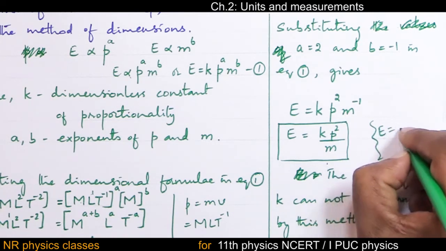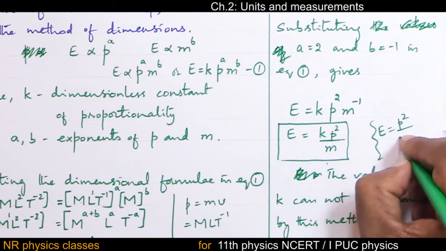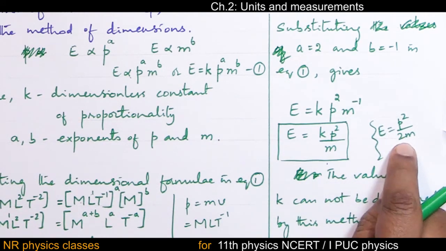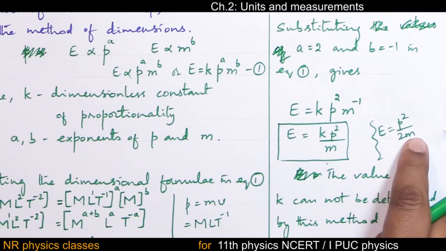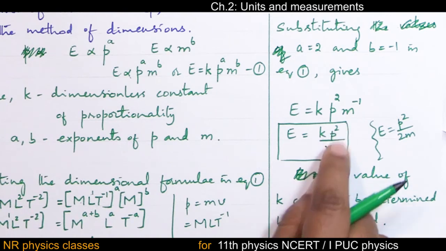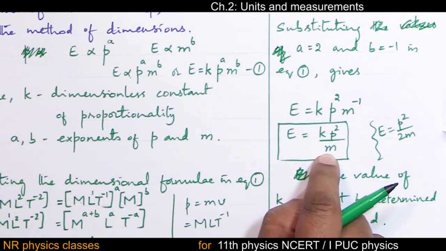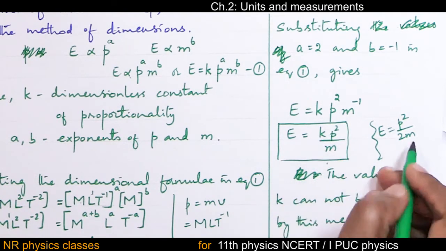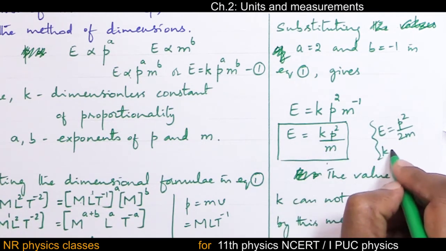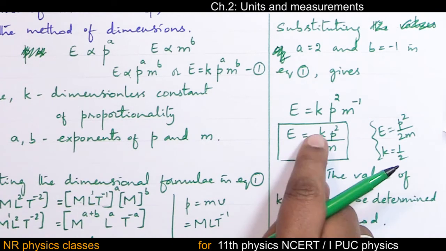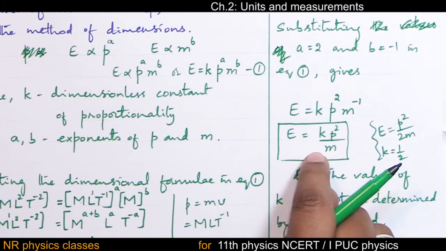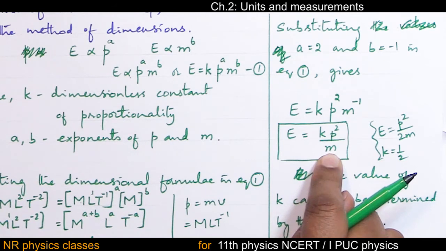The expression for kinetic energy is P square by 2m. This you will learn in one of the chapters. For time being, this is sufficient. So E equal to constant times P square by m. Comparing these two equations, can you guess the value of K? K equal to half. If I write half here, it becomes P square by 2m, isn't it?